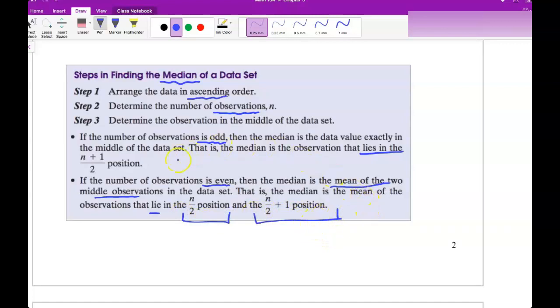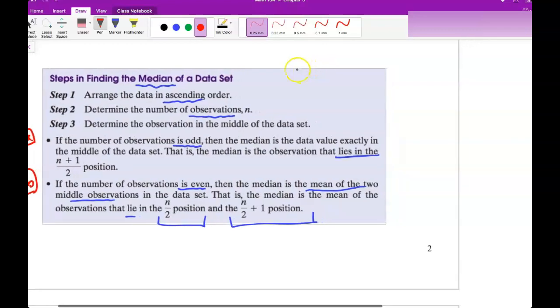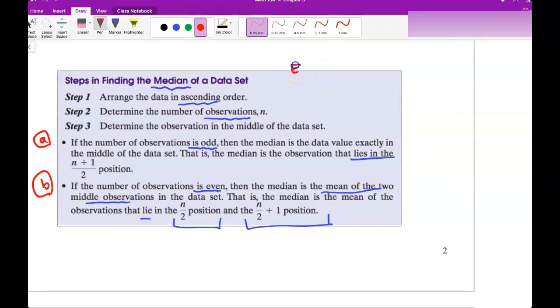Okay, I want to have an example for each one, when our number of observations is odd and when it's even. Let's use A for this one and B for that one. I'm writing that part here. Example for part A. We should have the number of observations as odd, for example, 1, 2, 3, 4, 5.